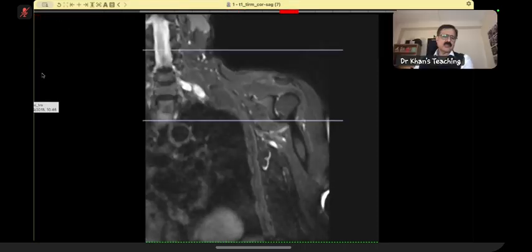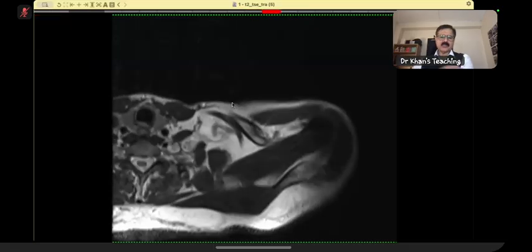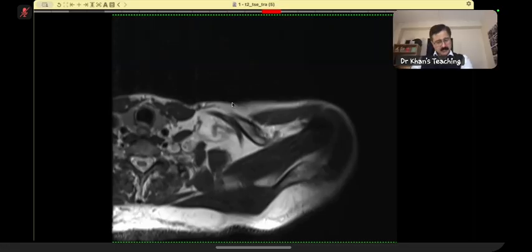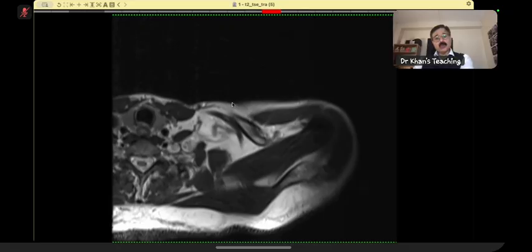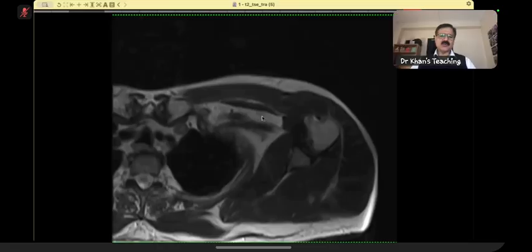Now convince me that this is the brachial plexus. What are the anatomic landmarks here for the brachial plexus? Tell me the parts of the brachial plexus. Sir, first are roots, then trunks, then divisions. On this sequence, show me the root of the brachial plexus. Sir, sorry, I didn't actually report brachial plexus MRI in routine. Okay. So what is your conclusion?